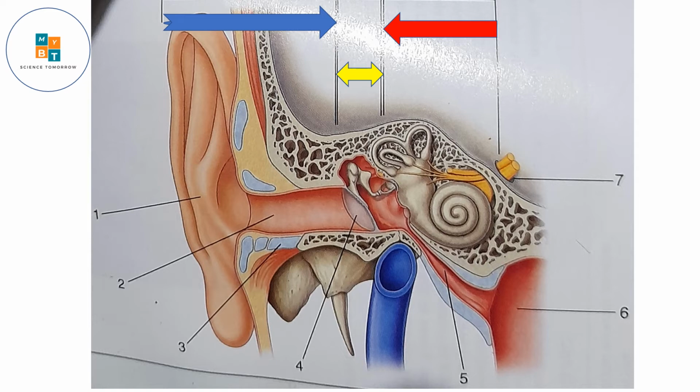Now we are going to talk about the inner ear, which is shown here with the red arrow.